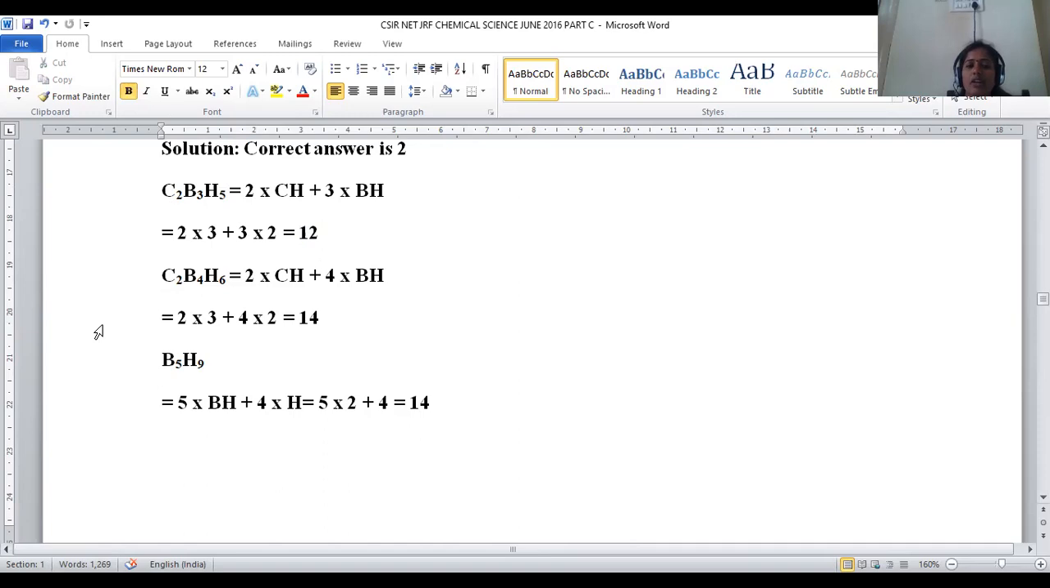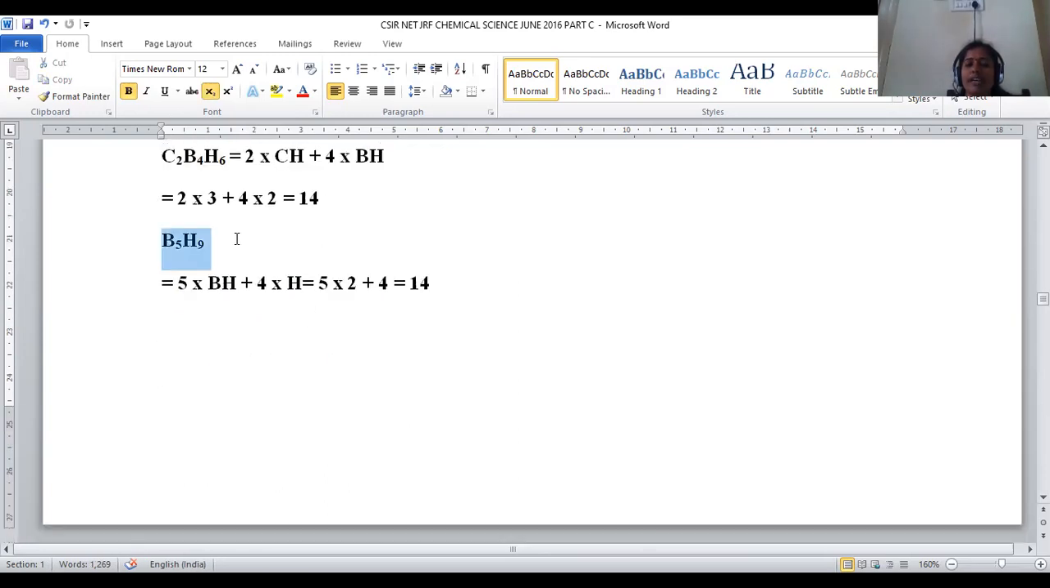Let us go with the second carborane, C2B4H6. 2 CH units are there, 4 BH units are there. Each CH unit contributes 3, each BH unit contributes 2. So 2 into 3 plus 4 into 2, 6 plus 8, it will be 14. 14 skeletal electrons are found in this carborane.